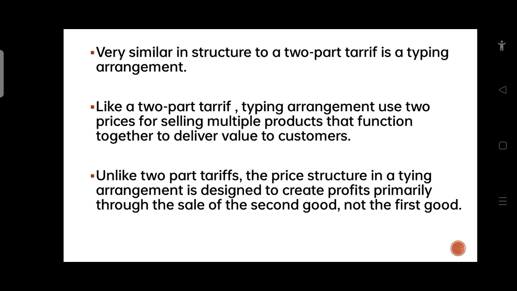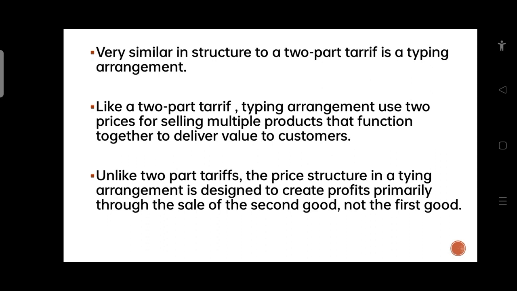So ito raw ay nagko-contribute lang doon sa kikitain ng isang firm. In a tying arrangement, the first product, which is also the durable portion of the sale, is priced relatively low, if not below marginal cost, and will deliver only a small fraction of the firm's profit, if any. Meanwhile, the second product or the consumable portion of the sale is priced relatively high, and its sale will deliver a majority of the firm's profits, if not all of them.